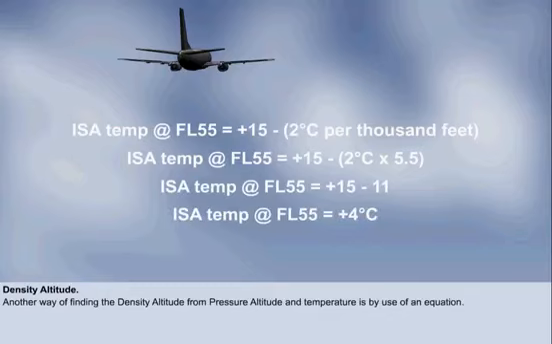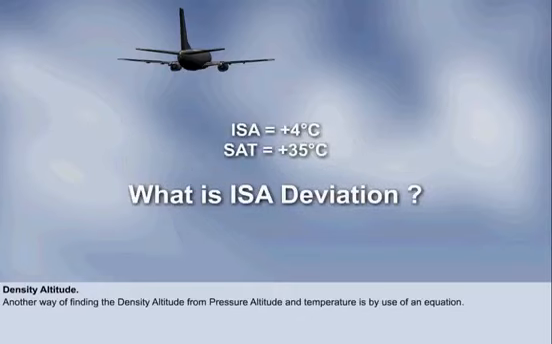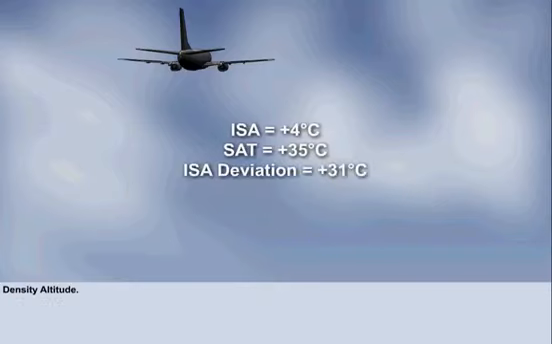Click when you're ready to go on. So, if ISA is plus 4 and the static air temperature is plus 35, what is the ISA deviation? Click when you're ready to go on. You should have come up with the answer plus 31.